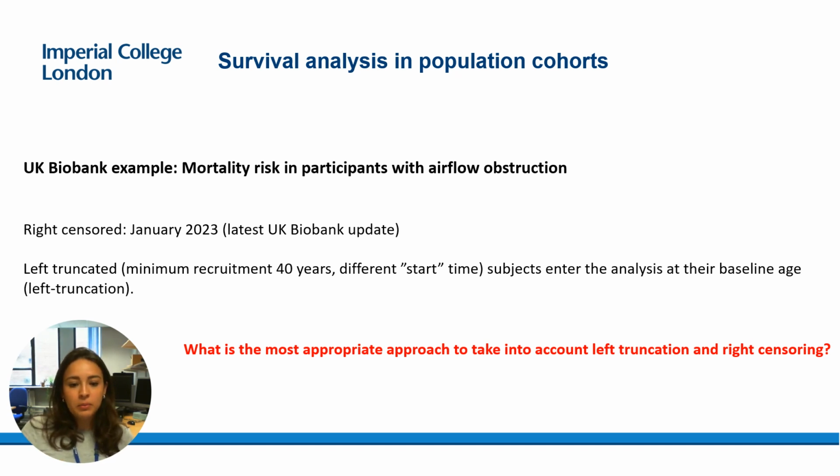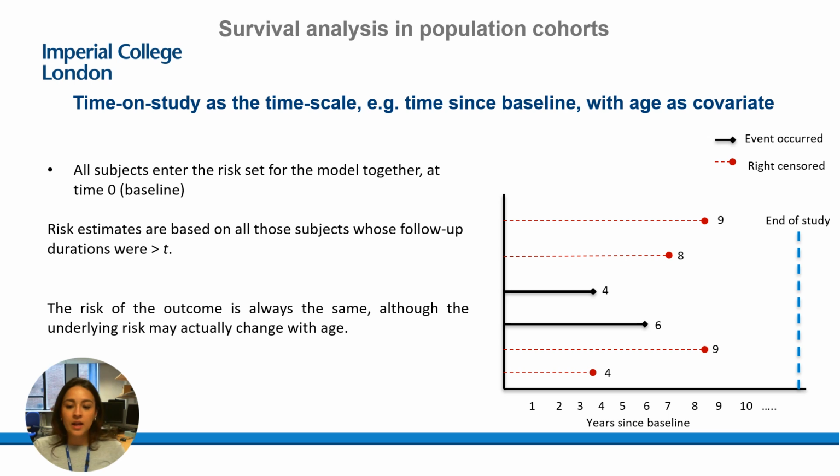So really, what is the most appropriate approach to take into account the left truncation and the right censoring? As I said at the beginning, there are different timescales that may be used in a survival analysis. But traditionally, time on study is used, and what we do is simply adjust for age as a covariate in our Cox regression model. So using time on study as the timescale, all subjects enter the risk set for the model altogether at time 0, which in this case would be time at recruitment.